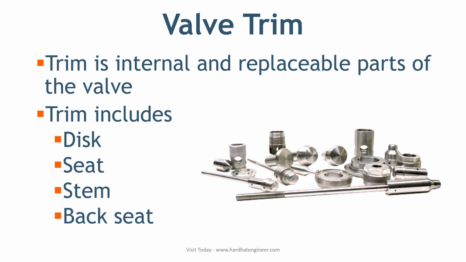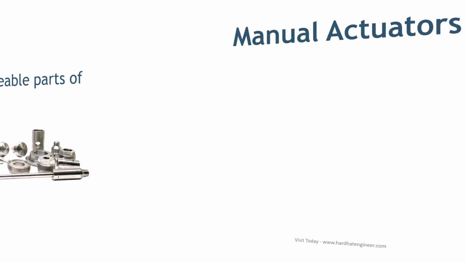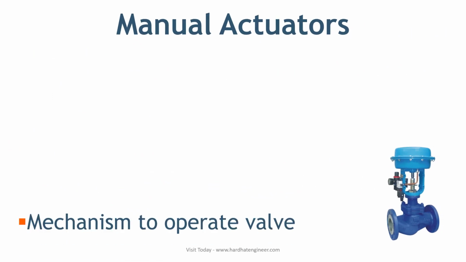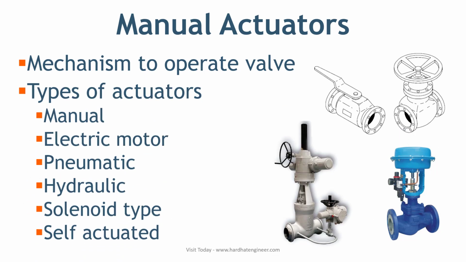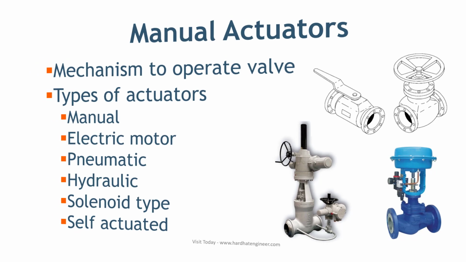Actuator. The actuator is a mechanism that operates the valve. It is connected to the stem and disc assembly. It may be manually operated by handwheel, manual lever, gear, chain, or it can be operated through motor, solenoid, pneumatic or hydraulic mechanism. Some valves are self-actuated, such as check valves. There are many types and subtypes of these components.